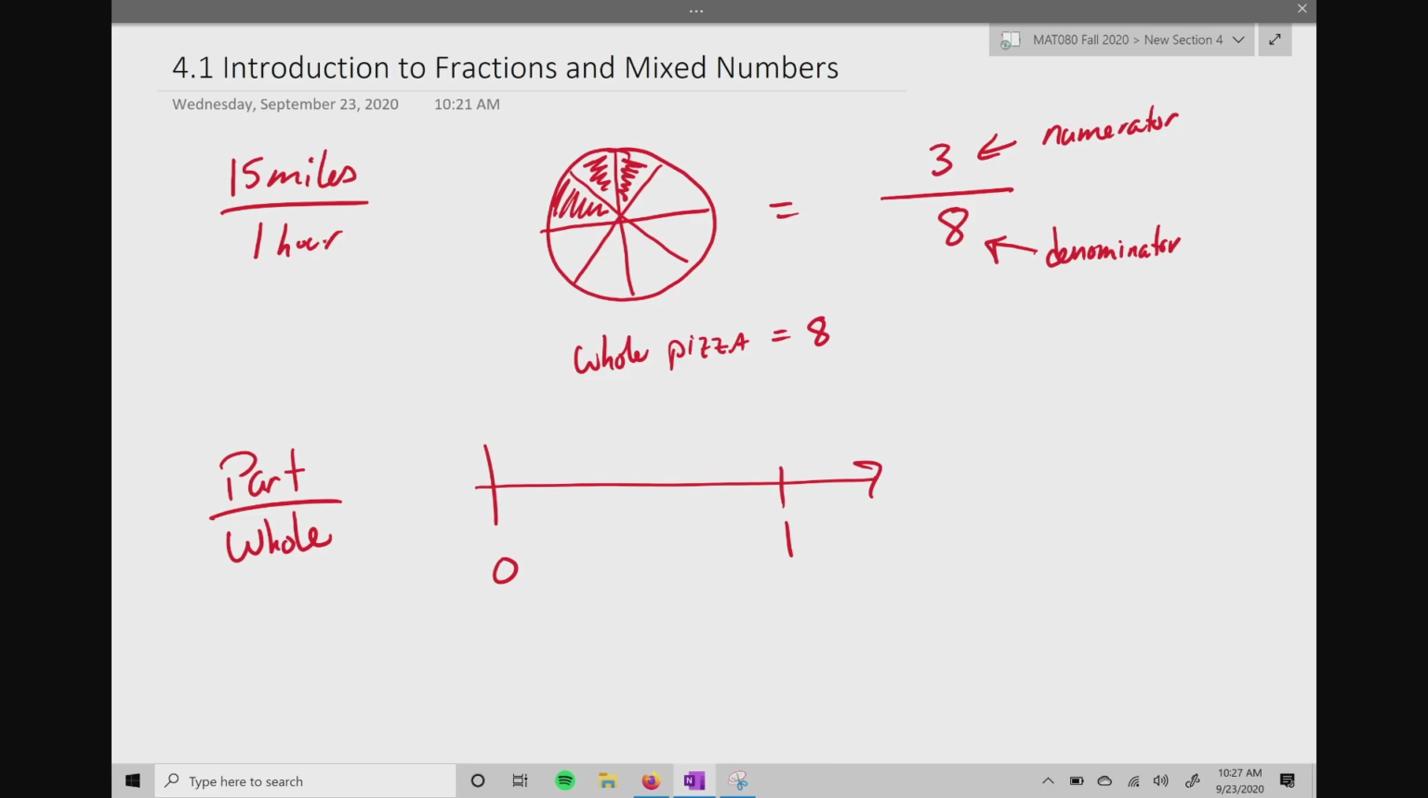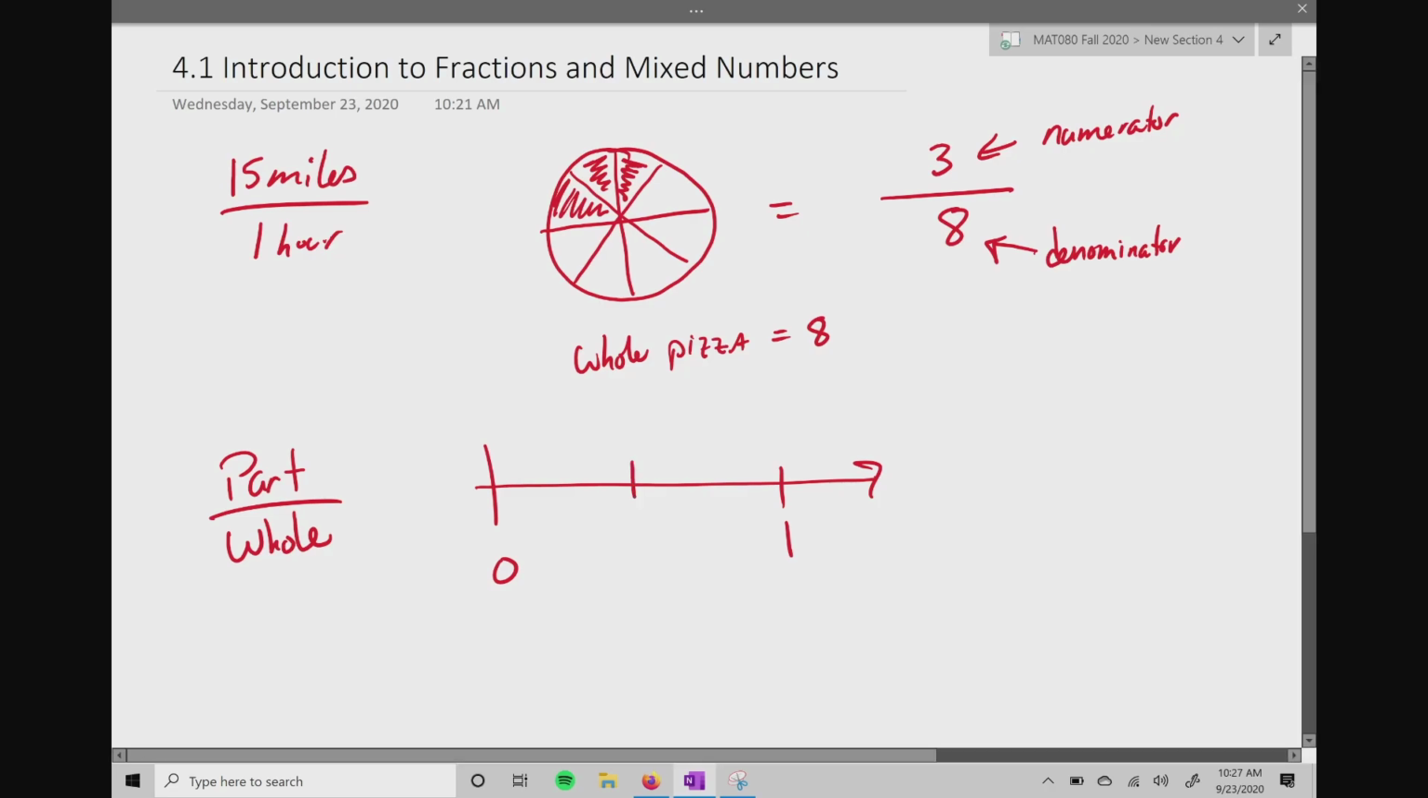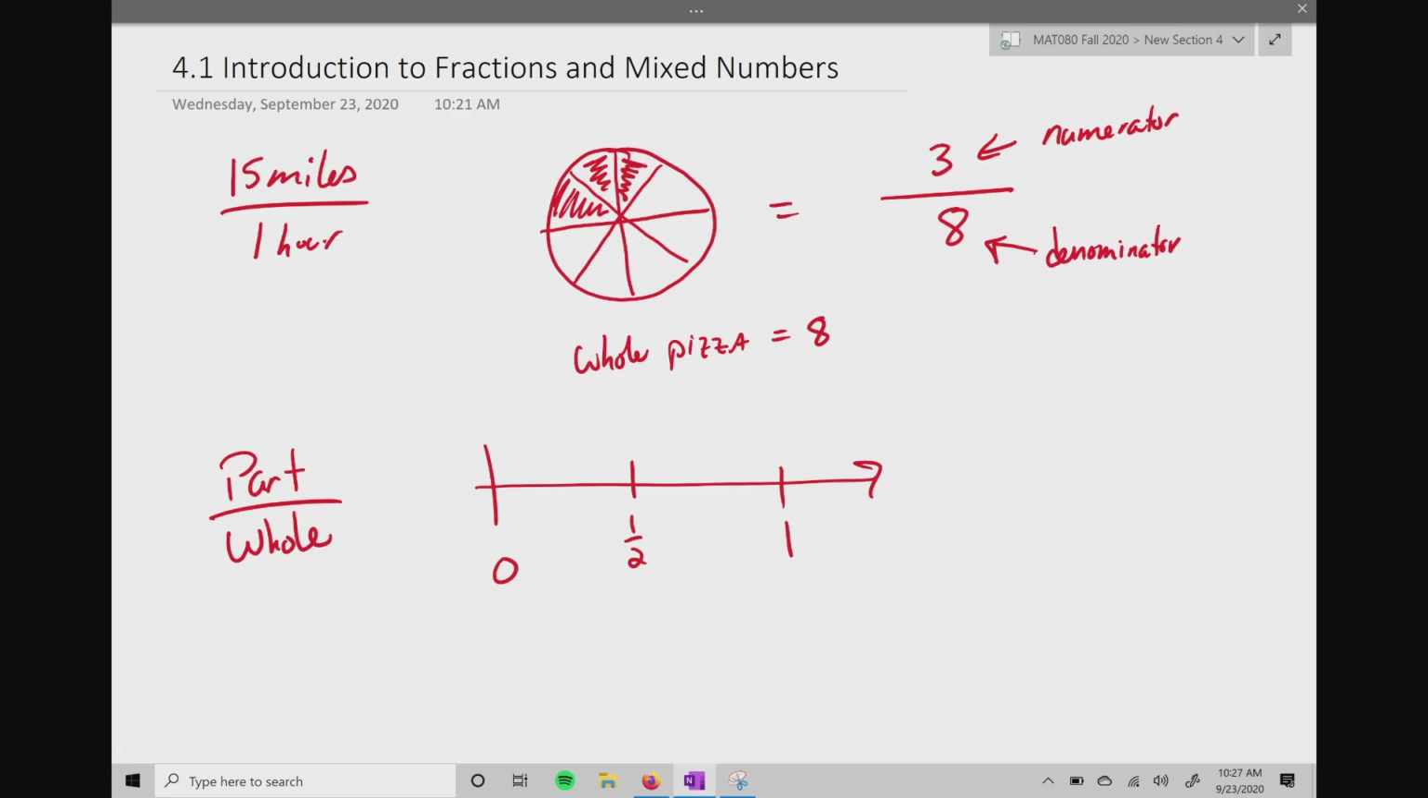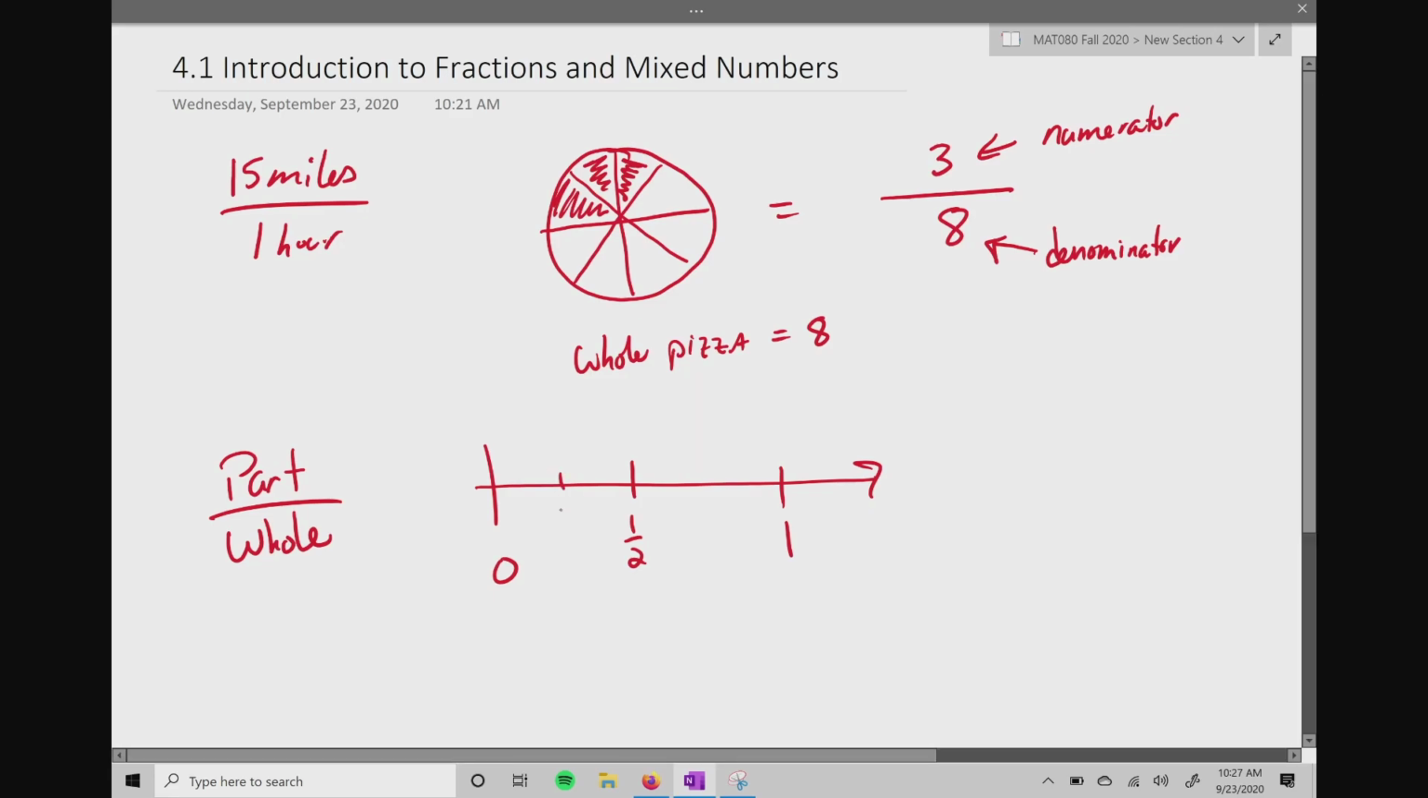But the idea is if we take 1 unit and then we start slicing it up into little pieces, what we're doing is we're creating fractions. All right? So, for example, right down the middle, I think if I asked you what that fraction would represent, somebody would say 1/2 because it's right down the middle. So I'm cutting the number 1 in half by 2. Okay? In between 0 and 1/2 is 1/4. And in between 1/2 and 1 is 3/4.